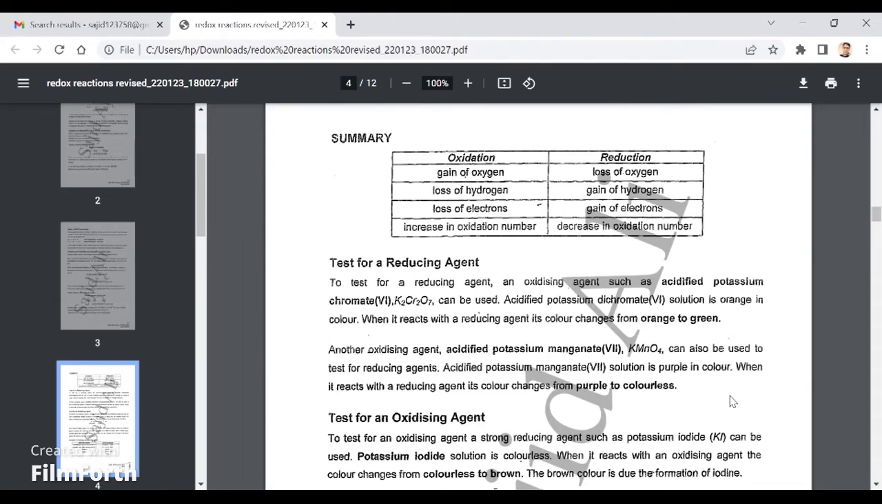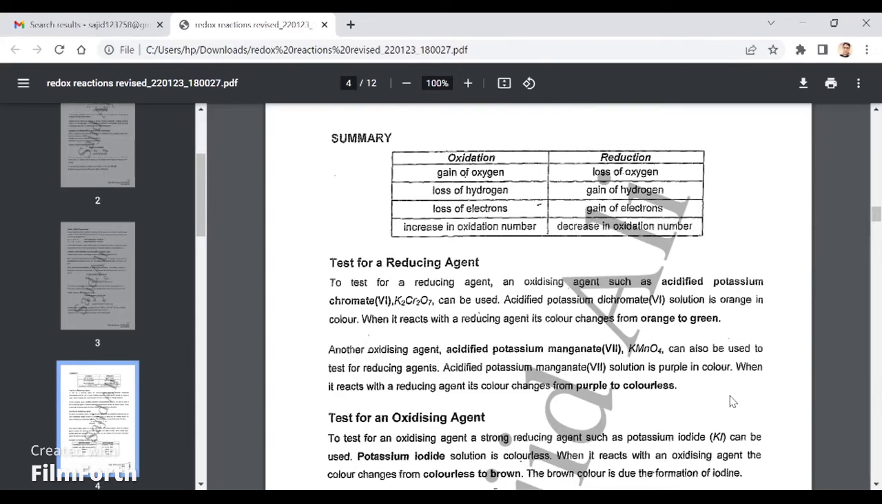Test for reducing agent. To test for reducing agent, oxidizing agents such as acidified potassium dichromate, that is K2Cr2O7, we call it potassium dichromate(VI) solution, that is orange in color, can be used. Acidified potassium dichromate(VI) solution is orange in color. When it reacts with any reducing agent, its color changes from orange to green. Okay, beta. Now, what is the main point here? You have to remember what is the oxidizing agent and what color change occurs with it during its reaction with any reducing agent.